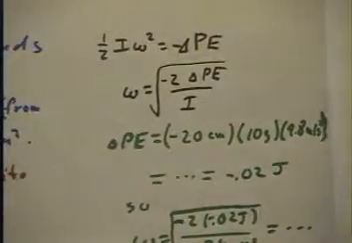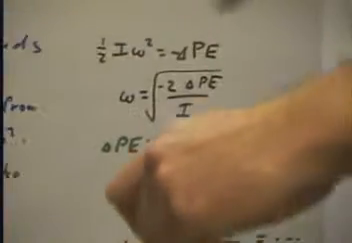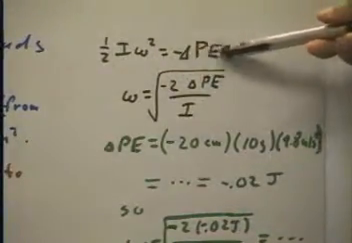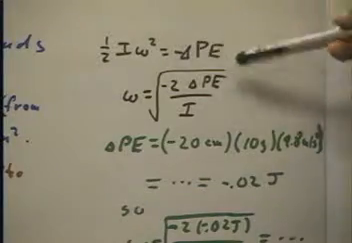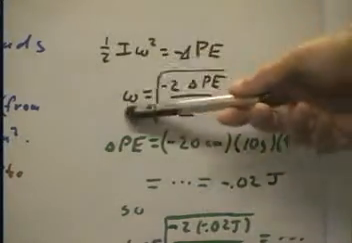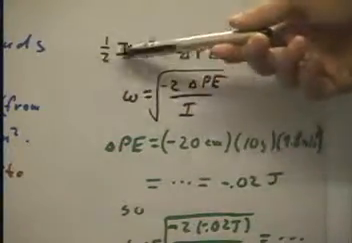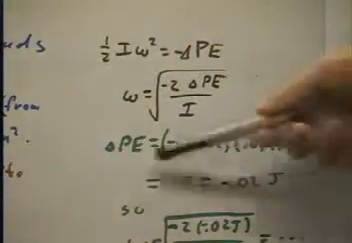Proceeding symbolically here, we set 1/2 I omega squared equals negative delta PE. What's a change in potential? Well, let's just solve for omega. Omega is going to be easily solved. We're going to get this expression. Multiply delta PE by 2, divide by I, take the square root.